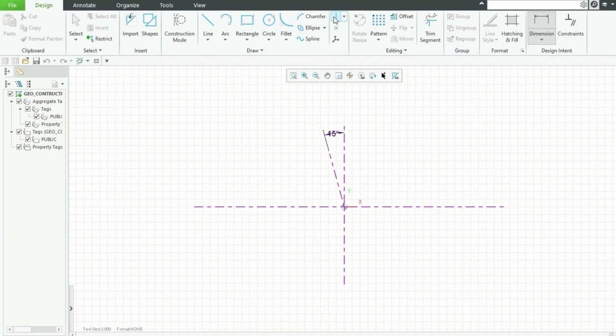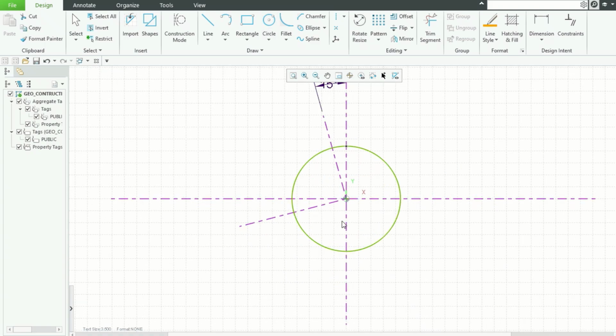Now let's draw a normal to this line. Now we are going to create a circle of 22 mm dia. Sorry, it's a 42 mm dia. So in this software, it's accepting radius.